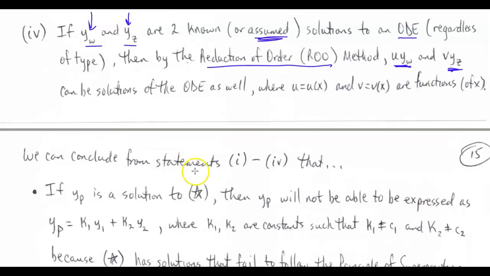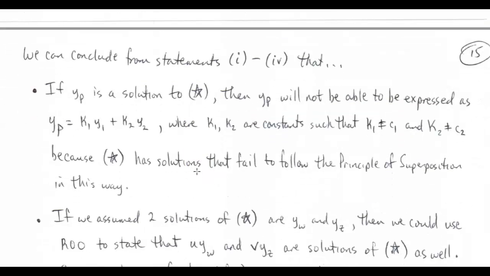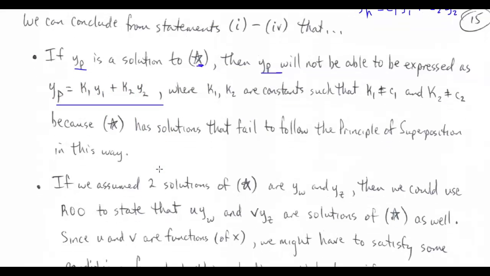Now, we can conclude from our observations that, first off, our particular solution is going to be a solution of star. If that's the case, then y sub p will not be able to be expressed in this form, meaning it won't be able to be expressed like how we did the homogeneous solutions here. Because remember, our homogeneous solutions could all be expressed this way as linear combinations of the basis functions. Well, we're not going to be able to do the particular solutions that way. Okay. And again, that's because our y sub p will fail to follow the principle of superposition.